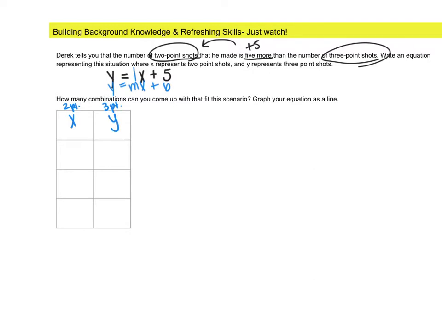So if I made one 3-point shot, he makes 5 more 2-point shots, so 5 more than that one. He would make 6 2-point shots. Choose another number, 3. If he makes 3 3-point shots, he's going to make 5 more 2-point shots, so he would make 8, because I just add 5. So if he makes 10 3-point shots, which is kind of crazy, he would make 15 2-point shots.